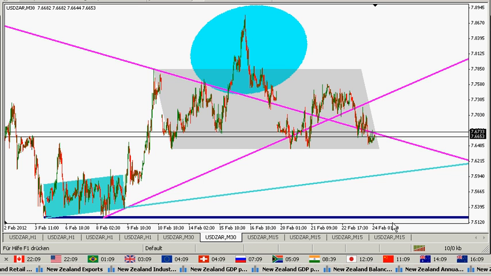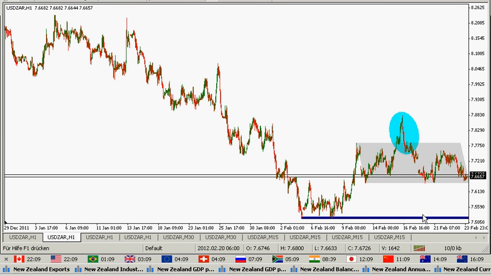So if we fall out of this area, I wouldn't take the stop here, because here is the possibility to break down, and if we break down, then there would be a much bigger short signal, but step by step.